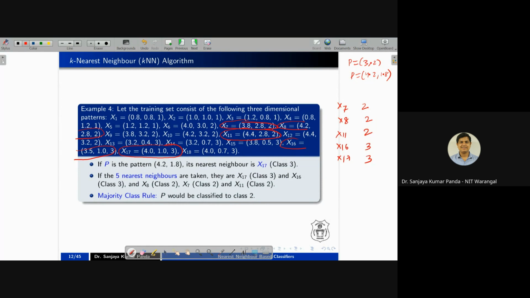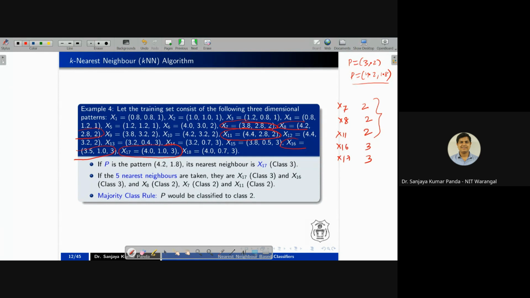Now you tell me, based upon the majority class, it belongs to which class? 2, right? Because 2 has majority. So P would be classified into class 2. So what is the difference you have seen? Earlier we have taken P equal to (3, 2). In that case, we observed that it belongs to class 3. But when I change the point to (4, 2.18), the value is changed to class level 2. So it depends upon the test pattern.